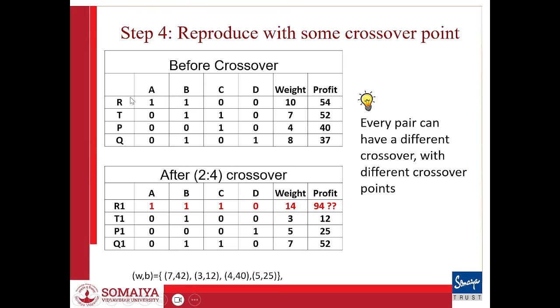So here we have two pairs of them. So the number is even. We can cross over R and T together and P and Q together. What if we would have had five elements or five chromosomes over here?